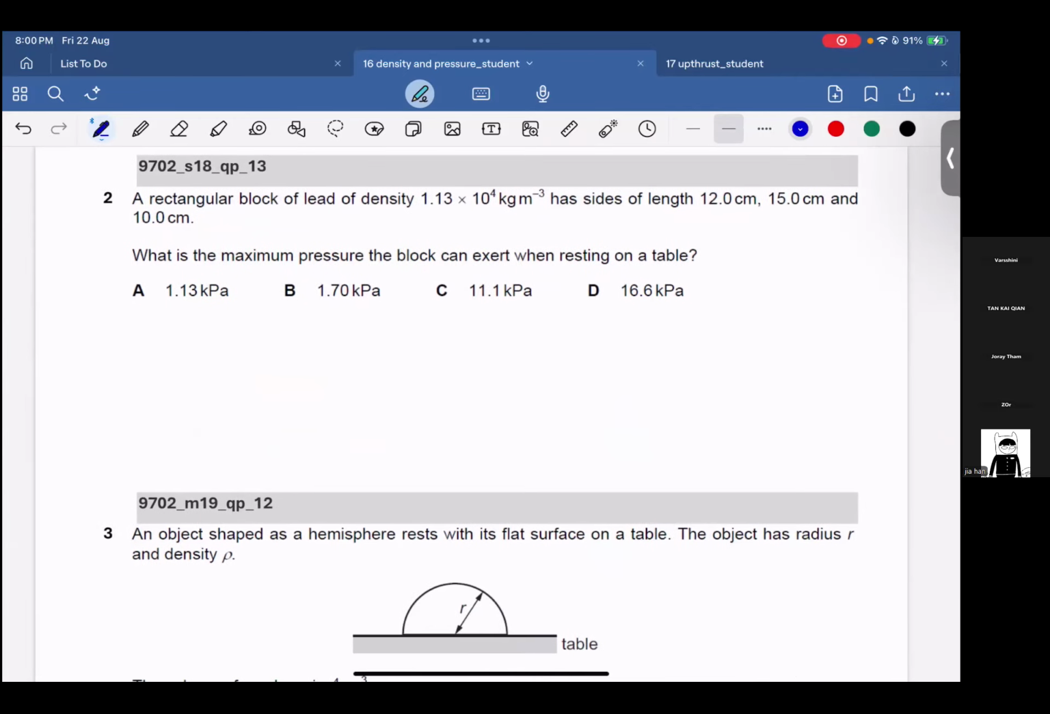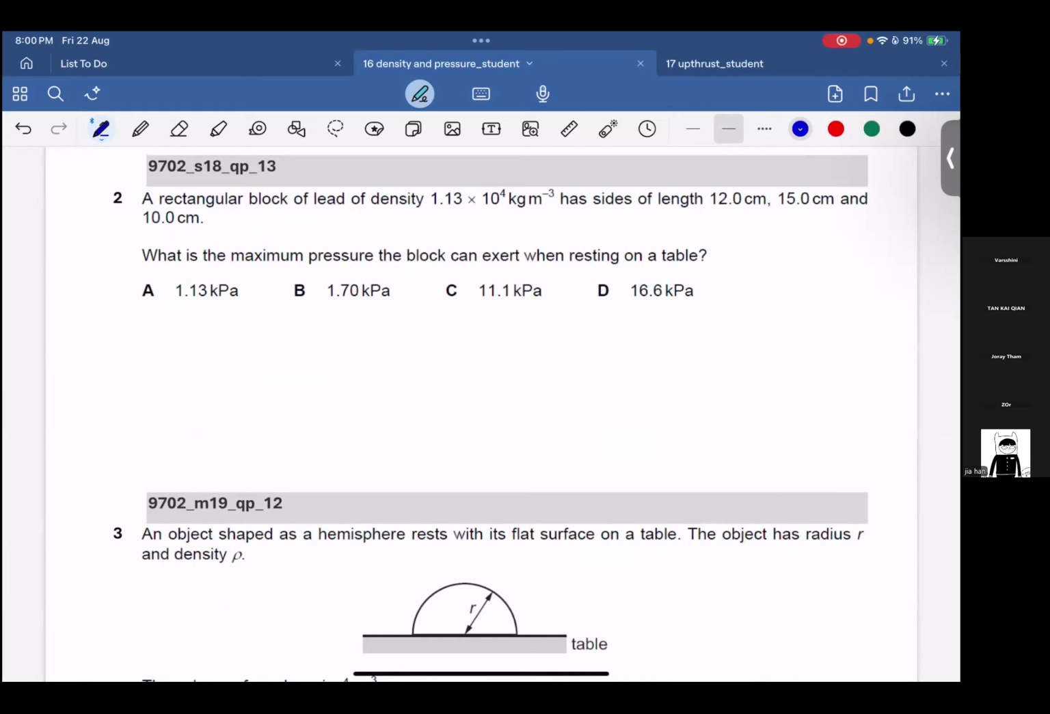Okay, we go to your page 4. Rectangular block of lead of density. So this is the density, and these are the sides. Be careful, this is cm, cm, cm, and here is kg per meter cube. So remember later on when you do substitution, you have to convert cm to m. What is the maximum pressure the block can exert? Do it. This one is standard. If you are IGCSE level, you also can answer this question. But remember to convert to the correct unit. We need to convert to meter because the unit of the density given is kg per meter cube. Okay, do it.